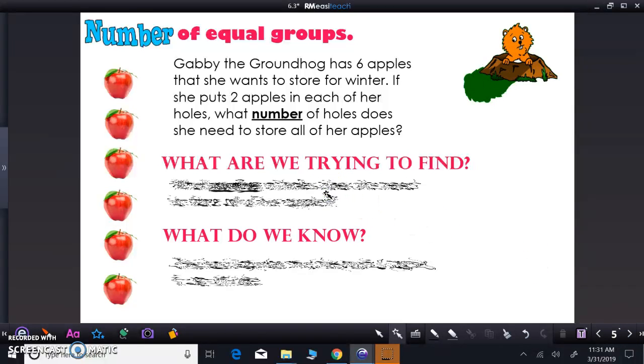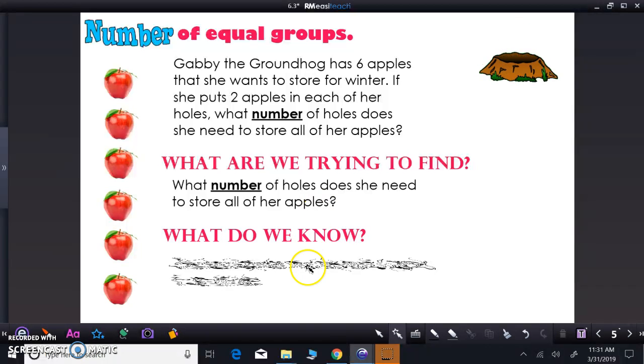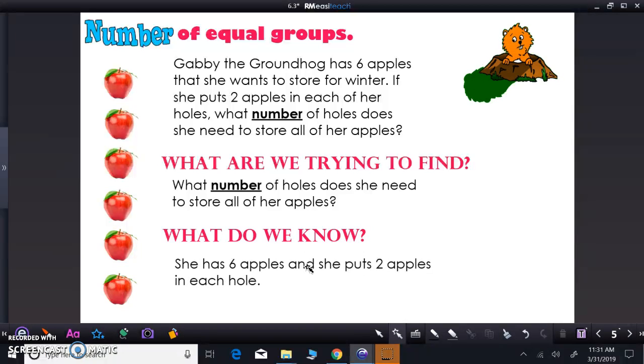We're finding the number of holes Gabby needs to store all of her apples, or the number of equal groups of apples she has. What do we know? Well, we know that she has 6 apples in all, and she decides to put groups of 2 apples in each hole.